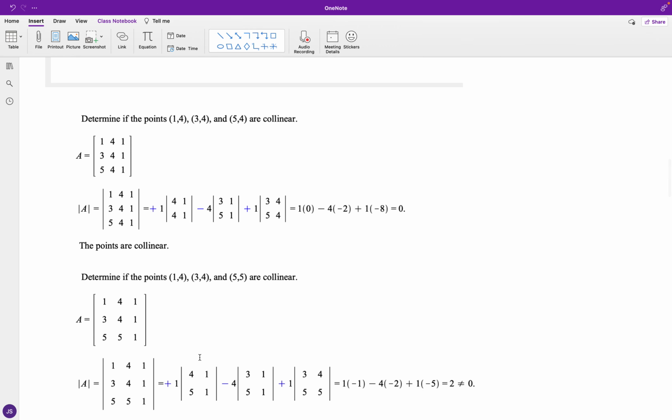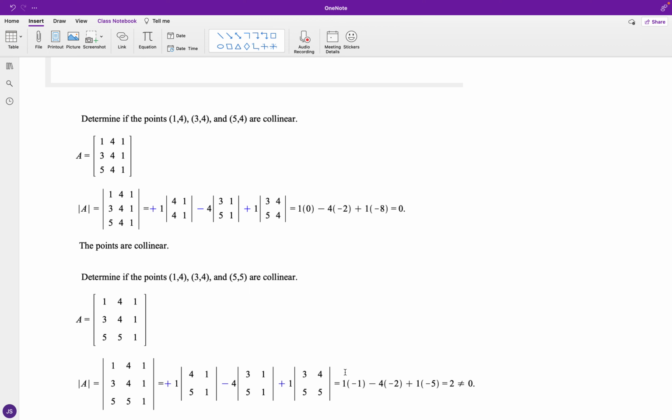And for the value of the determinant, you have plus 1 times the determinant of 4, 1, 5, 1, and then minus 4 times the 2 by 2 array consisting of 3, 1, 5, 1, and plus 1 times the 2 by 2 determinant consisting of 3, 4, 5, 5. Looking at the values, we have 1 times negative 1, minus 4 times negative 2, and plus 1 times negative 5.